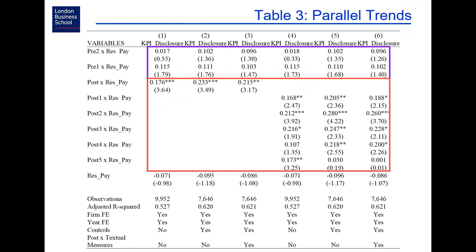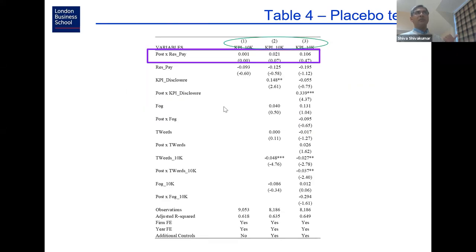Yes, it is possible that there is something else driving these results. But what gives us confidence is the fact that if it was something else like Dodd-Frank, we should have expected the KPI disclosures to have actually increased in the annual reports, not in the compensation discussion and analysis. So the fact that we are noticing the changes only in the compensation discussion and analysis tells us that this is likely to be associated with the SOP voting mandate.